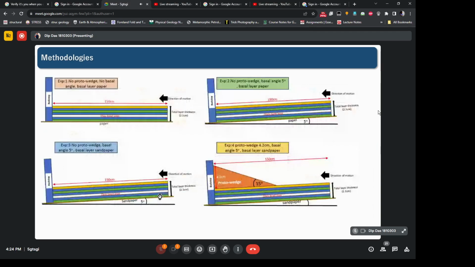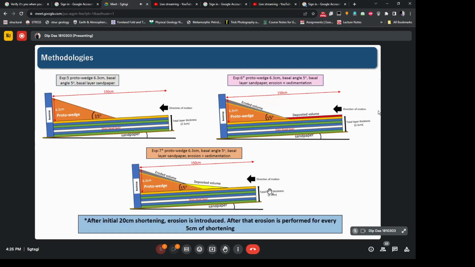So we performed several experiments. At first, there is no complexity within the system, only a glass bead layer. Then gradually we introduced complexity within the system, first by introducing a 5° basal angle, then changing the base material from paper to sandpaper to simulate a high frictional basal decollement layer. Then we introduced the proto wedge within the system. Then we optimized the proto wedge thickness to get our desired result. Then we introduced erosion and sedimentation within the system, and then we optimized the rate of erosion and sedimentation.